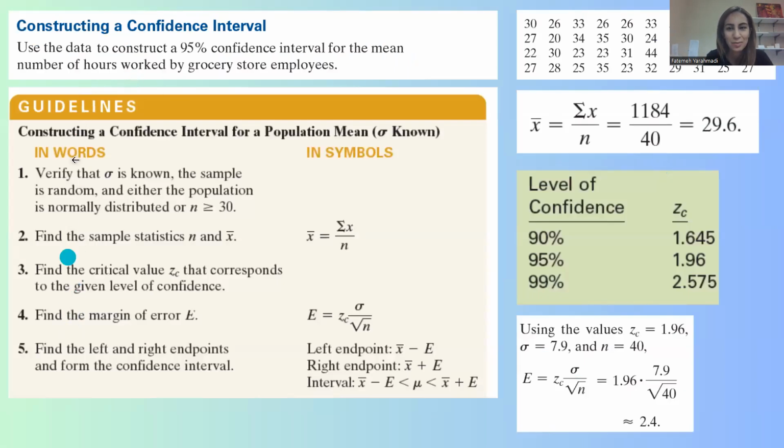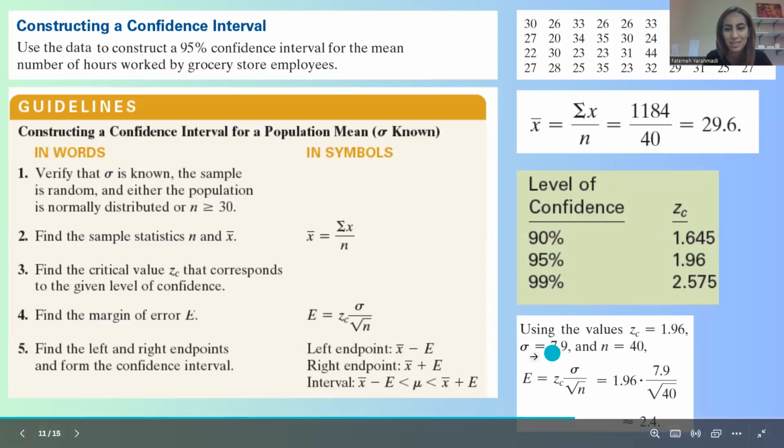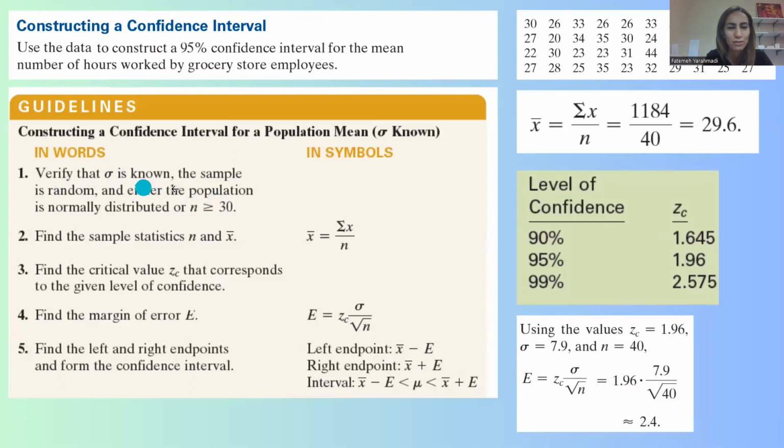Very good. These are the steps that we have to take, right? In following the steps, first verify sigma is given. Remember that in the question, sigma is given to us as 7.9 hours. Well, we don't know if the population is normally distributed or not, but we know that we have 40 data in our sample, so it is more than or equal to 30. So we're good. You can go to the next step. Find the sample statistics, n and x bar. Remember that we did the calculation and we found x bar to be 29.6 hours.